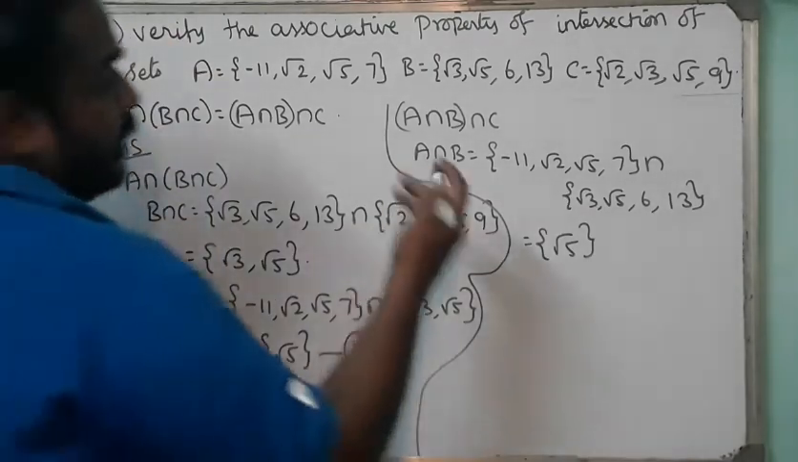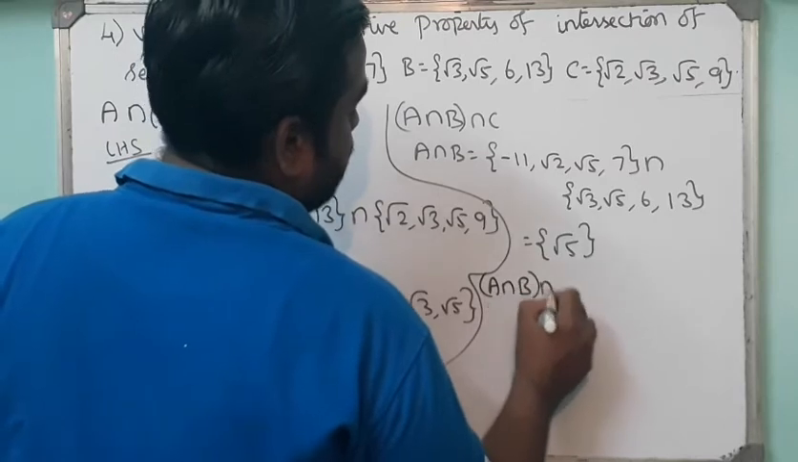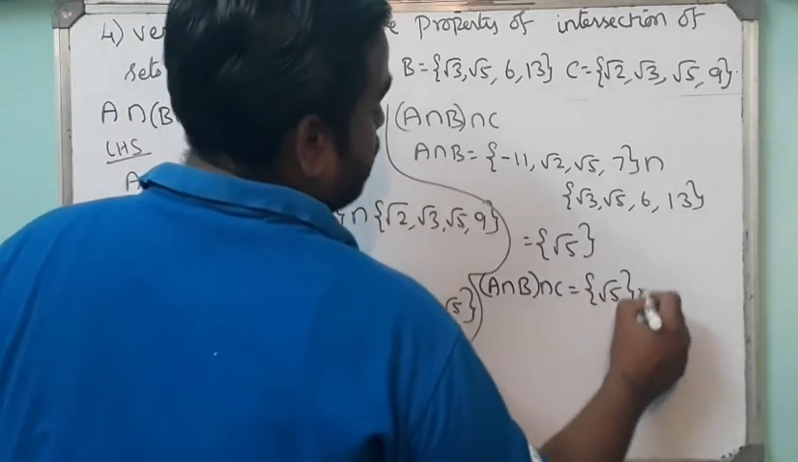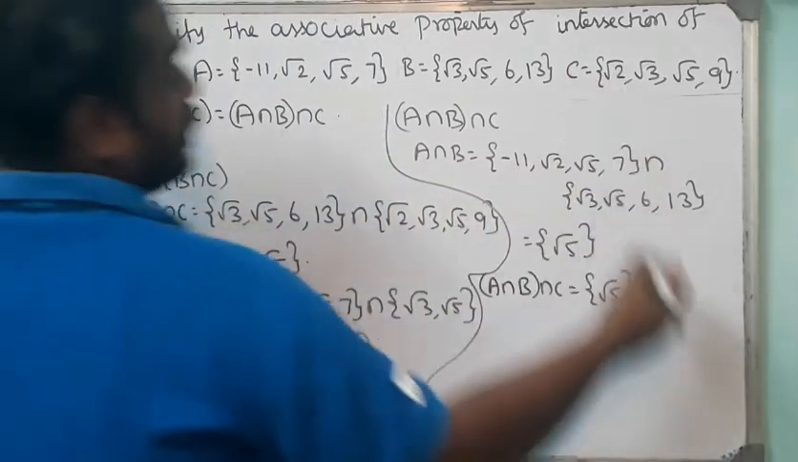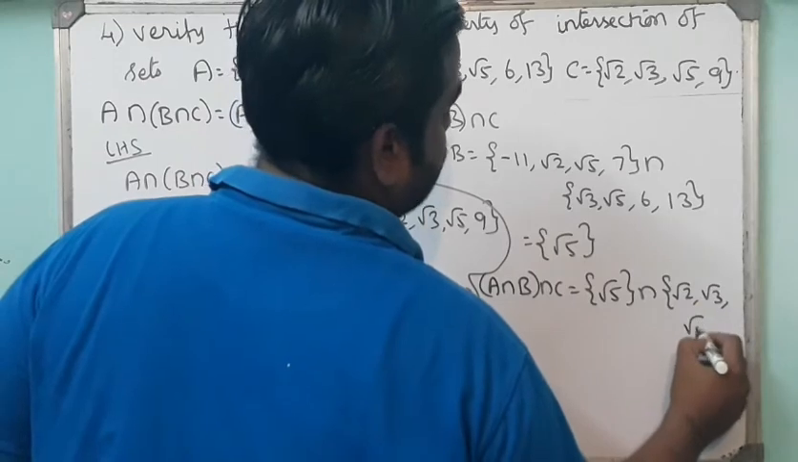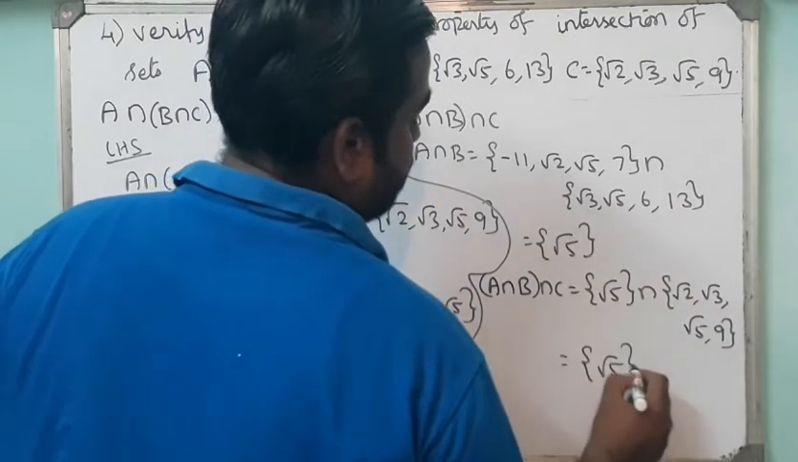That's all. Then A intersection B intersection C equal to A intersection B intersection C is what? Root 5. Intersection C is what? Root 2, root 3, root 5 and 9. So the common element is root 5.